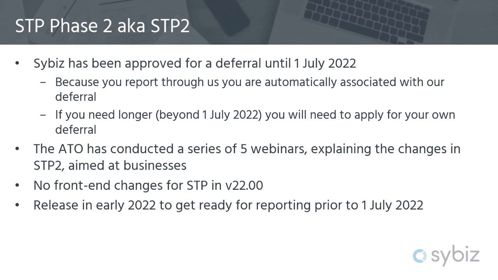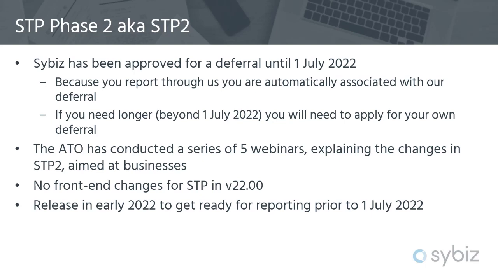But if you do need longer, and you probably can't make a decision on that just at this point in time, but let's just say in a few months' time, once STP2 becomes a bit more real for you, it may be that you want to extend your deferral beyond the 1st of July 2022, and that's something that you can apply for on your own basis with the ATO. And I believe there's some information available on their website, but at the moment you probably wouldn't be able to get that deferral through based on the fact that we're still 6 months away from having the software available for you.